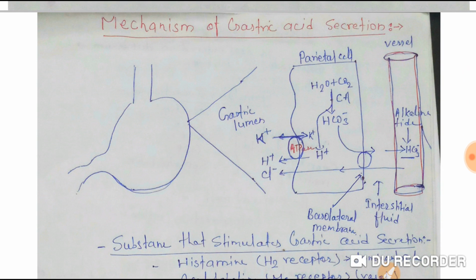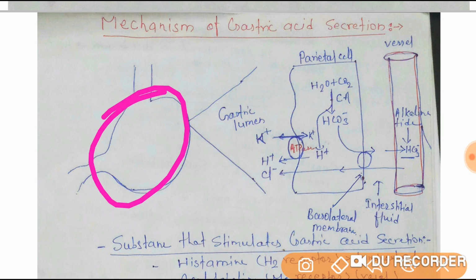Here I am showing the mechanism of gastric acid secretion. This is the stomach and part of the body. Here is a diagrammatic representation of the lining of the stomach so that you can make it clear.